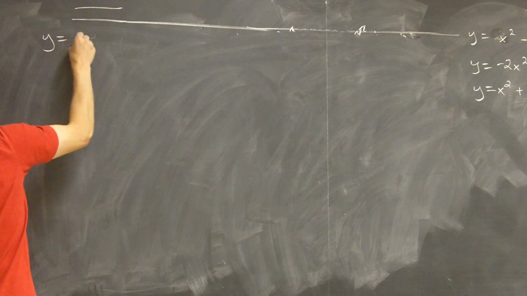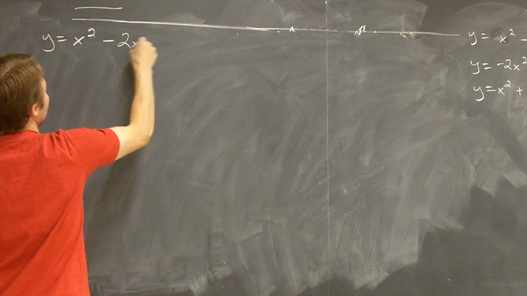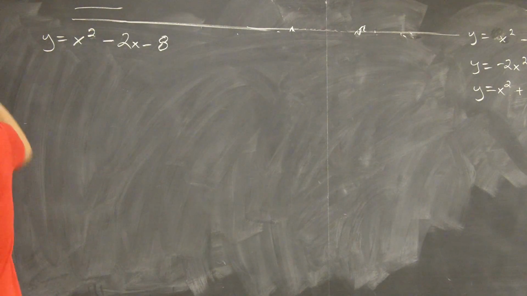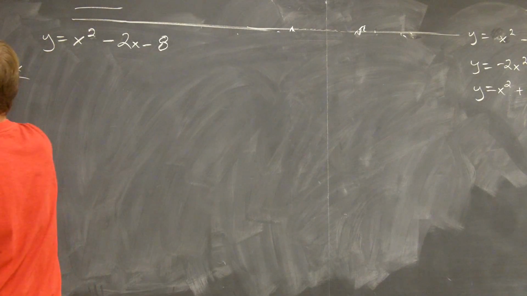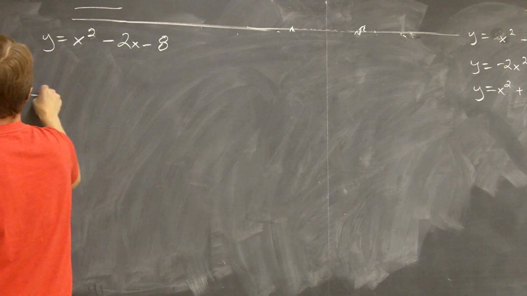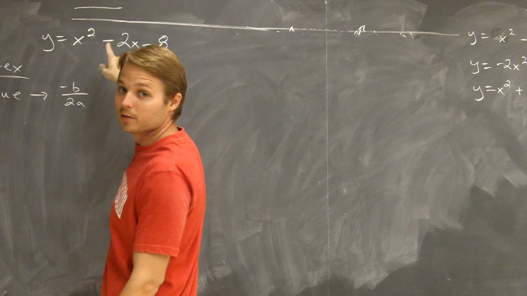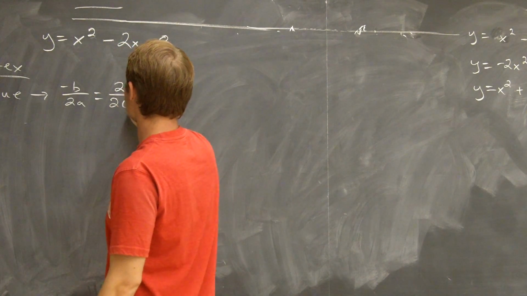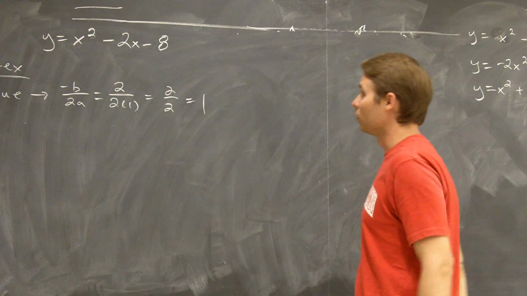So how about y equals x squared minus 2x minus 8. So this is the other one from the notes. Again, we'll go after the vertex first. Okay, so the x value of the vertex is negative b over 2a. In this case, it'll be negative negative 2, so a positive 2, over 2 times a, so 2 times 1. So this will be 2 over 2, or 1.